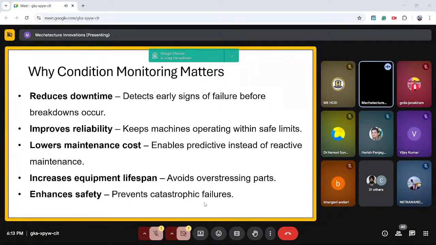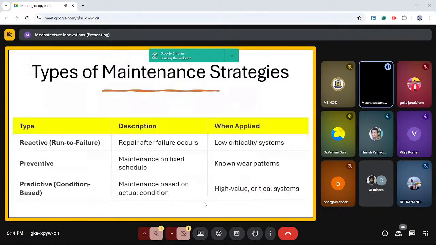All the points whatever we discussed are key points why a company is actually interested in condition monitoring. Reduces downtime, improves reliability, lowers maintenance cost, increases equipment lifespan, and enhances safety. These are the five important points why condition monitoring actually matters. The next important thing is understanding the maintenance strategies.